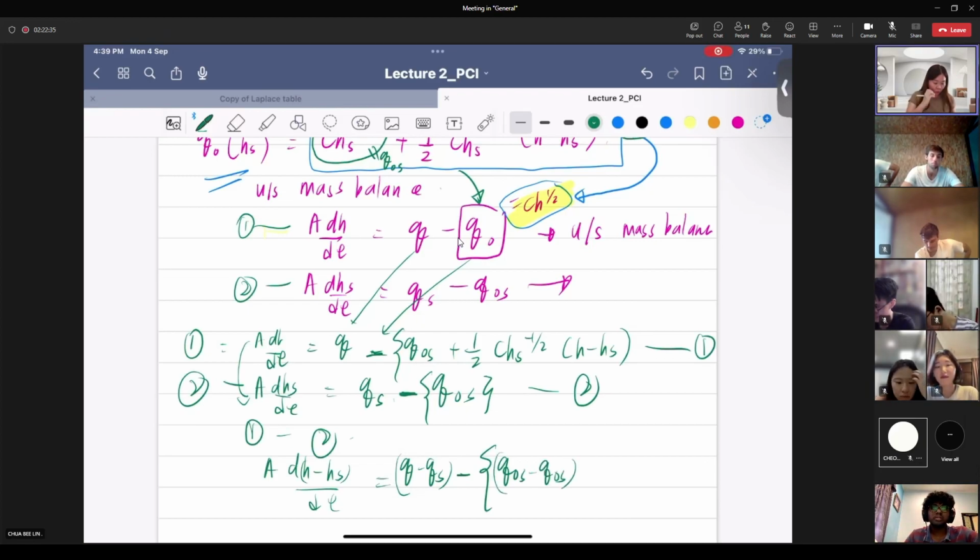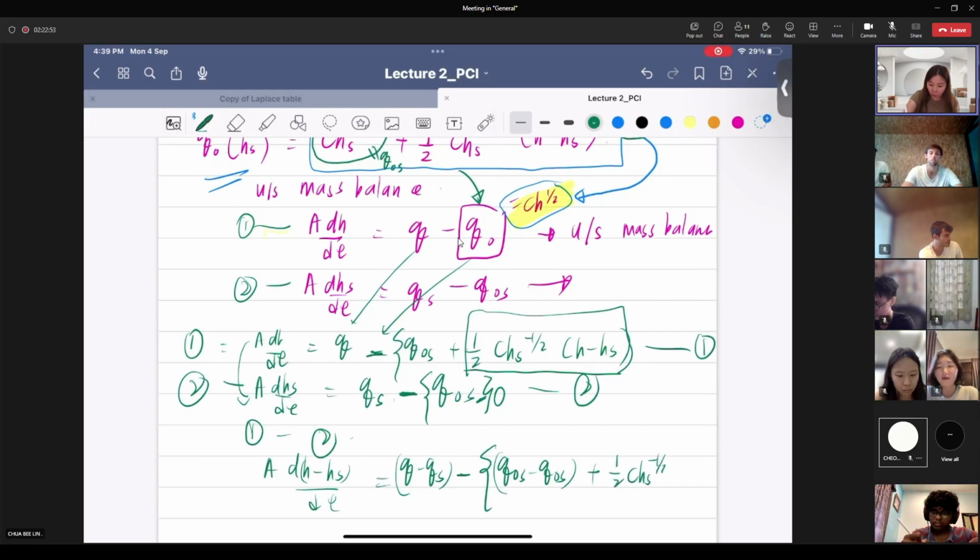So it will be gone later, okay? Then you minus the rest. You'll be having plus over here because here have nothing already, so this one will be everything here. 1 over the 2 CHS negative 1 over the 2 H minus HS. Okay, so this one will be gone.